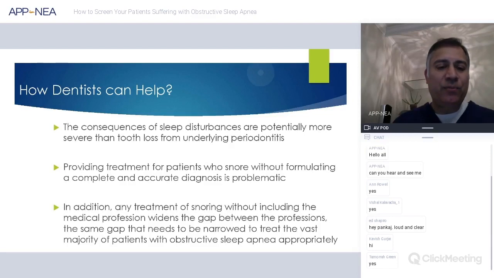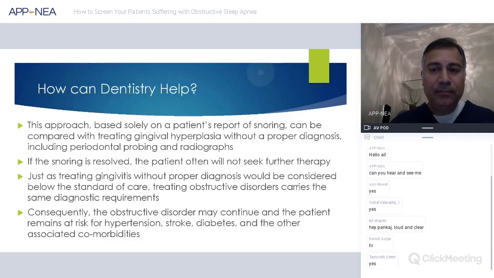And for those who've been to the lecture, who've actually gone through the training course, you would have seen the collapsibility of the airway, that OSA is actually a 3-dimensional concentric collapse versus snoring, which is only a 2-dimensional collapse. So in addition, any treatment of snoring without including the medical profession widens the gap between the professions. I'll explain that a little bit later. It's the same gap that needs to be narrowed to treat the vast majority of patients that have sleep apnea.